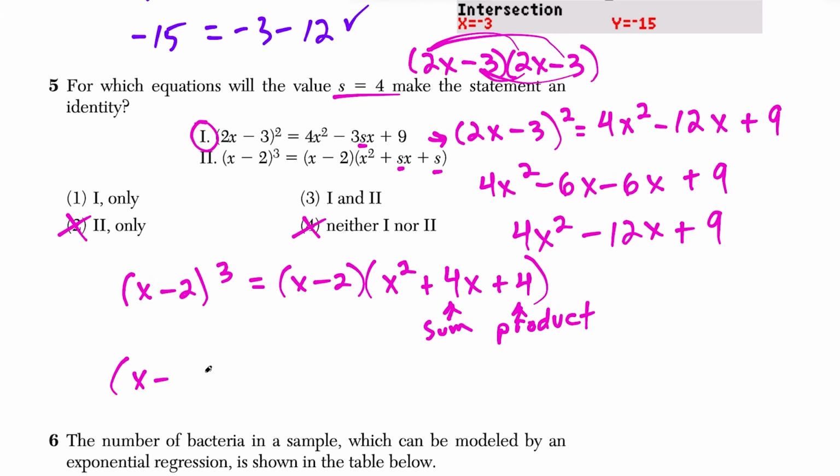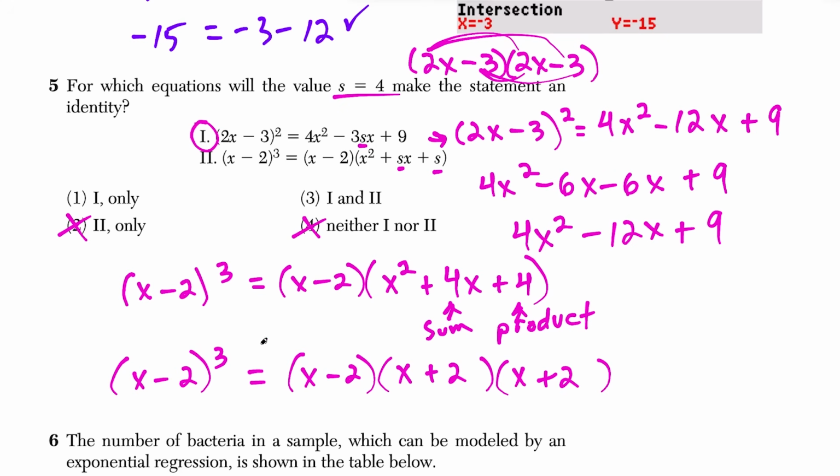And that's going to give us here, once we start factoring, (x minus 2) to the third equals x minus 2 times, and now we factor. And the two numbers that will have a sum of 4 and a product of 4 are positive 2 and positive 2. And I can see right away here that this does not match up, because the right side we could express as x minus 2 times (x plus 2) squared, since we have matching factors here. And that is not going to be equal to (x minus 2) to the third for all x.